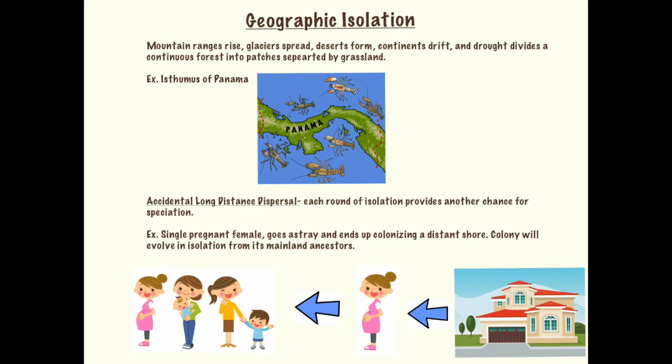This type of isolation is even greater in archipelagos because individuals can move back and forth between close-by islands, allowing them to become geographically isolated. An example of geographic isolation is the Isthmus of Panama. This land formed 3 million years ago, which separated populations of marine organisms.